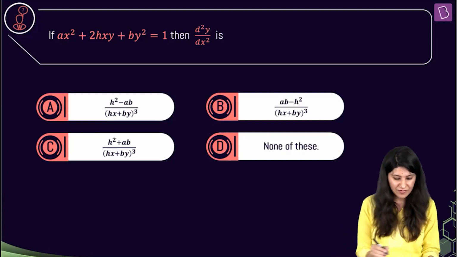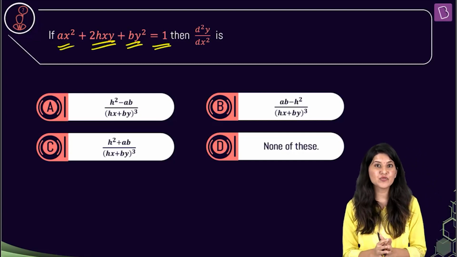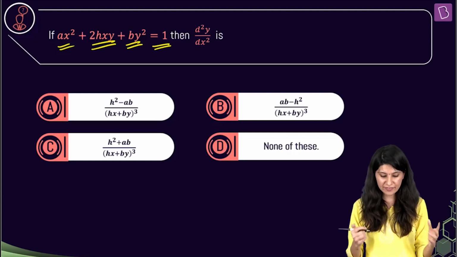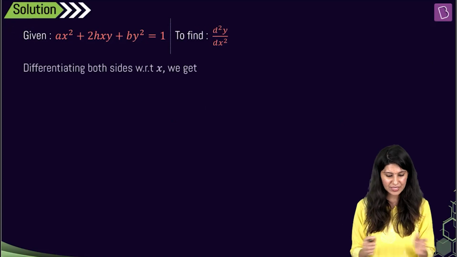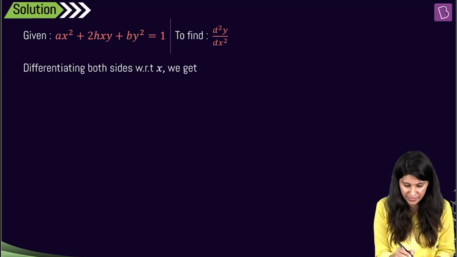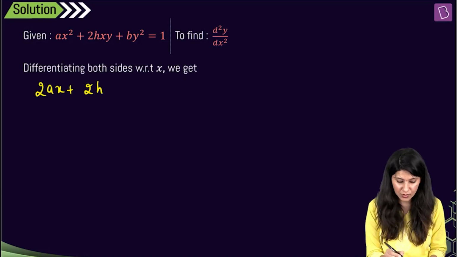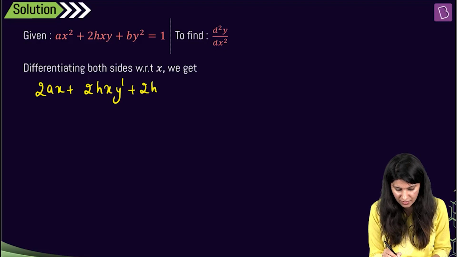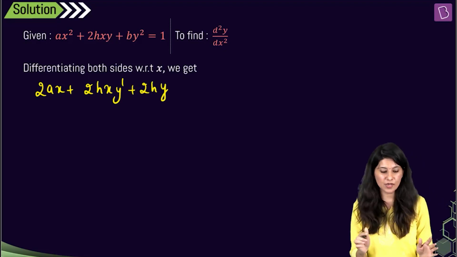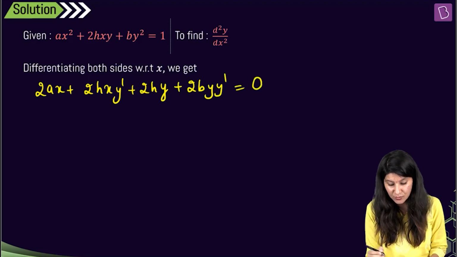Okay, so here we have ax square plus 2hxy plus by square equal to 1. We need to find the double derivative of y with respect to x. So first of all, let's differentiate this with respect to x, both the sides. So we'll get 2ax plus 2h, now product rule, (x y dash plus 2hy), that's all, plus 2by y dash equal to 0.